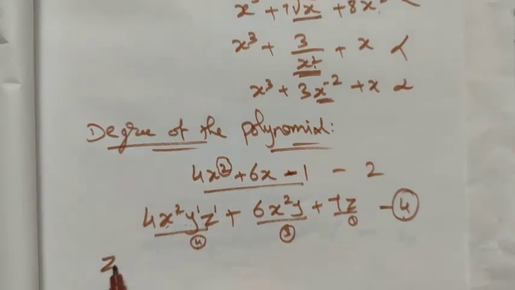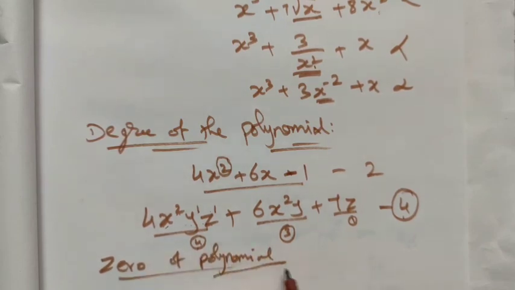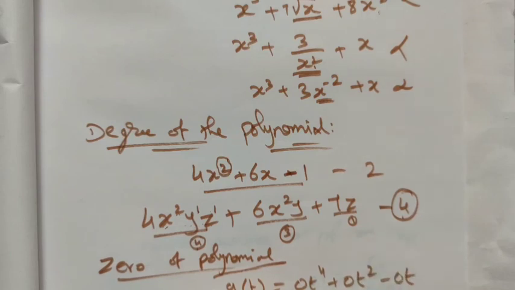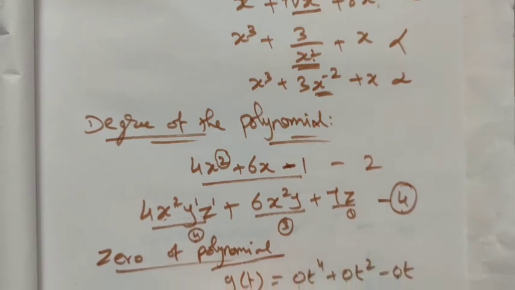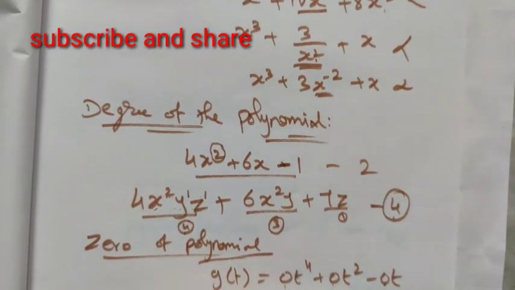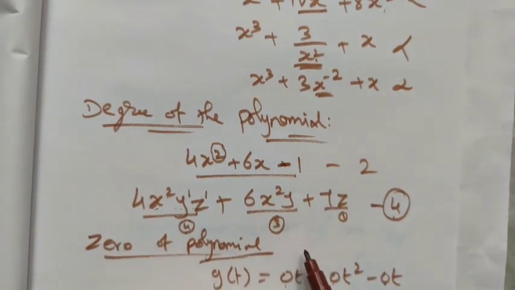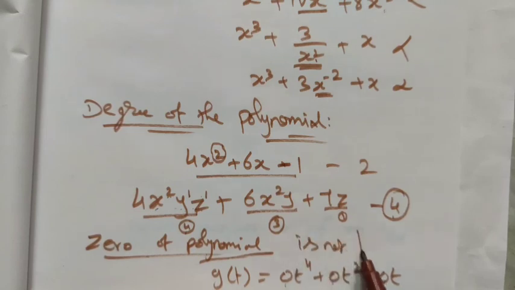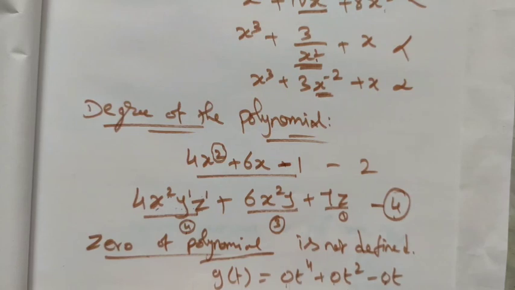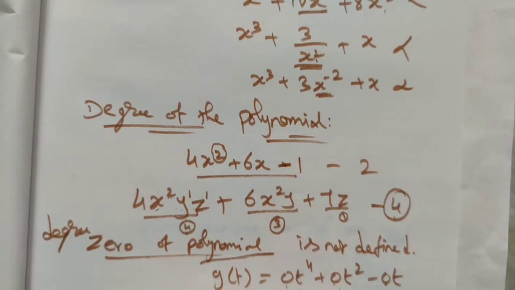And here, the degree of the zero polynomial is not definable. That is g of t is equal to 0 into t power 4 plus 0 t square minus 0 t. Each and every term has 0, so it is not possible to define the degree. So the degree of the zero polynomial is not defined. We cannot find the degree of this polynomial.